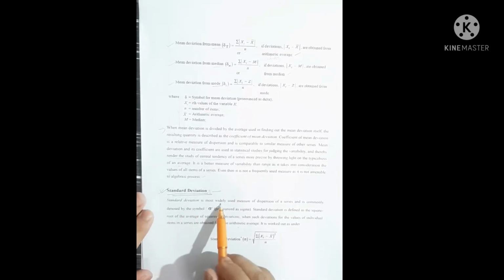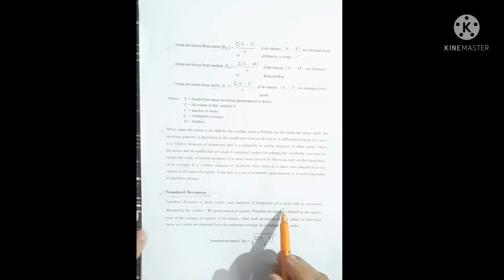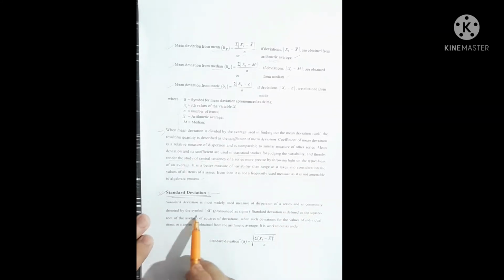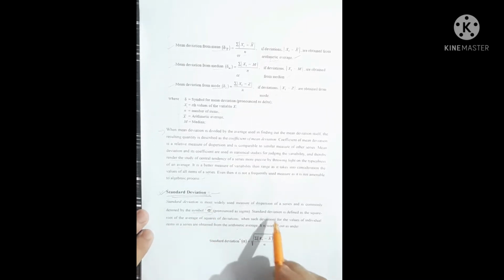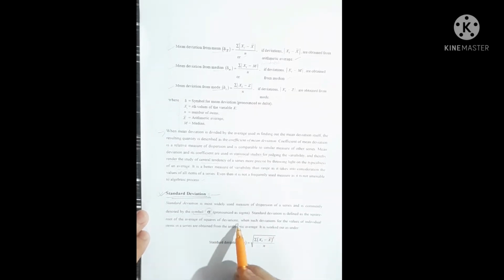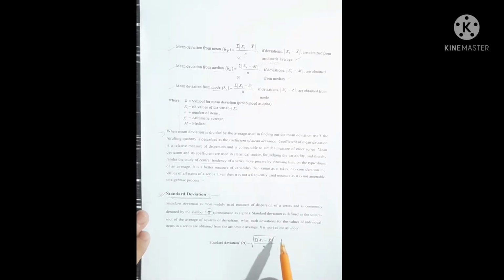Standard deviation is the most widely used measure of dispersion. We use standard deviation widely for measuring dispersion of a series, and it is commonly denoted by the symbol sigma. Standard deviation is defined as the square root of the average of squares of deviations, when such deviations for the values of individual items in a series are obtained from the arithmetic average. It is worked out as under.